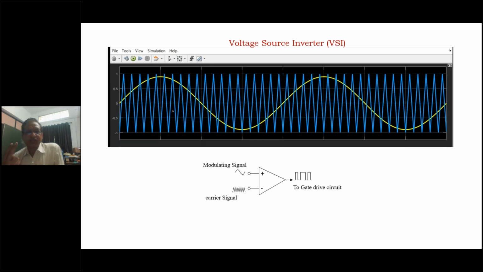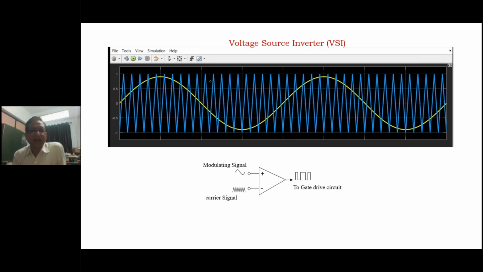What we do is compare a sinusoidal signal. What is this sinusoidal signal? That is the requirement on output voltage, the fundamental component. It is a replica, the sinusoidal modulating index. This modulating index changes from 0 to 1, whereas in line voltage this will change from 0 to 400 volts. So whatever voltage you want in output, that is the modulating index.